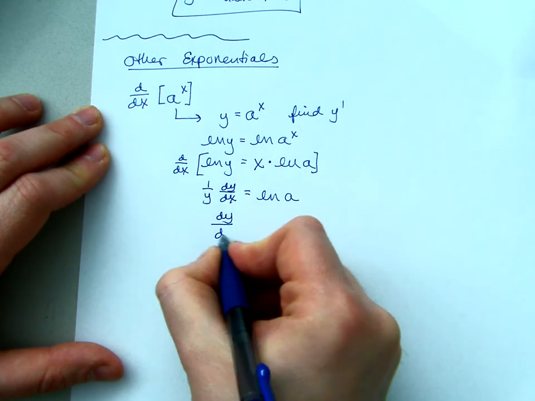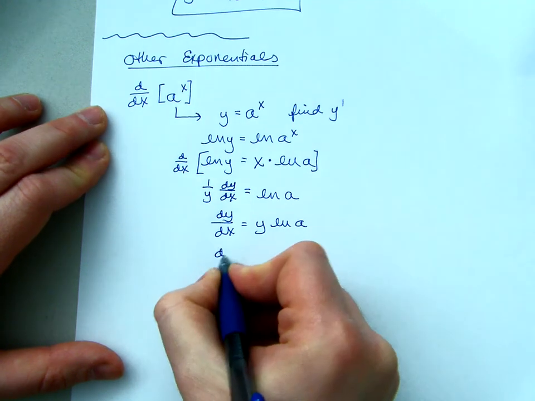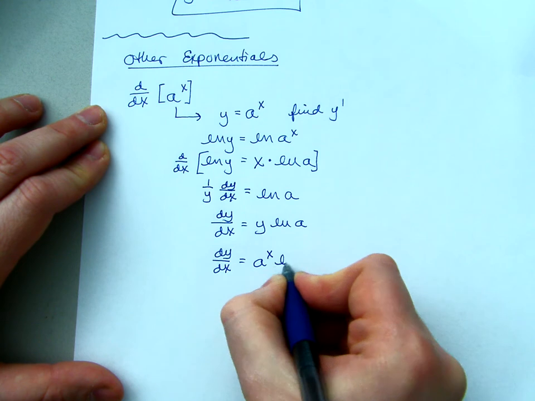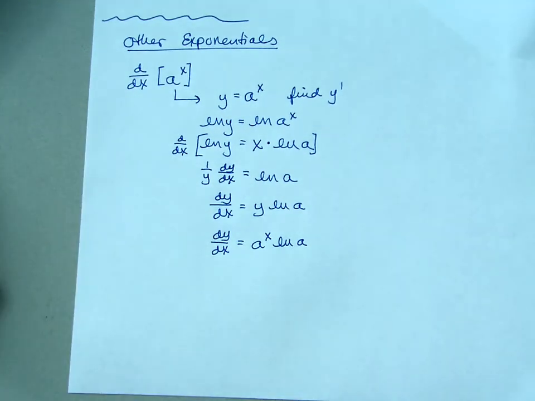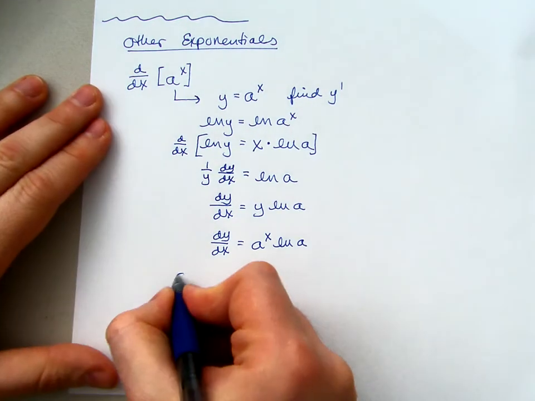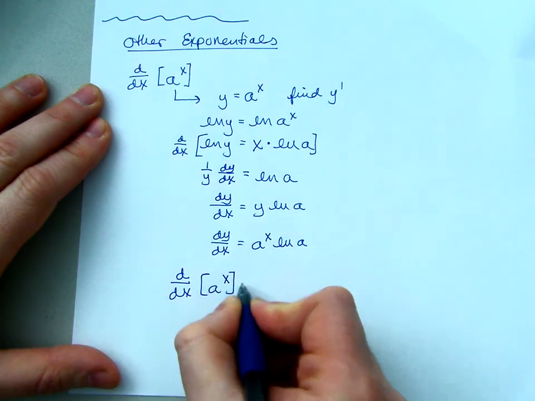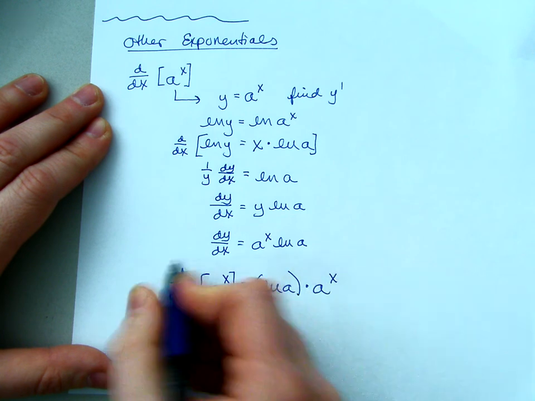So the derivative is y times the natural log of a. So the derivative is a raised to the x times the natural log of a. Or to make it fit the same form as our log formula, I'm going to put the ln piece first. The derivative of a raised to the x equals the natural log of a times a to the x.